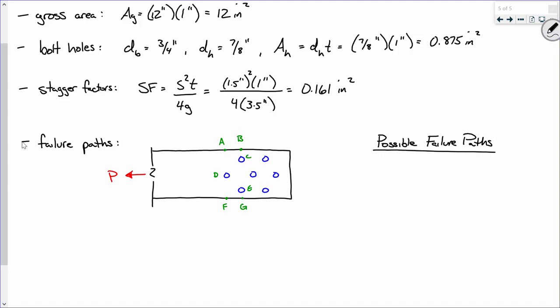Say it again. ADF. Okay, so ADF is a very potential failure path. And that's going to look something like that, right? That's a potential failure path for this connection. Something else. Let's list another one. BCDF. Okay, that's one. So BCDF. So that's going to look something about like that, right?